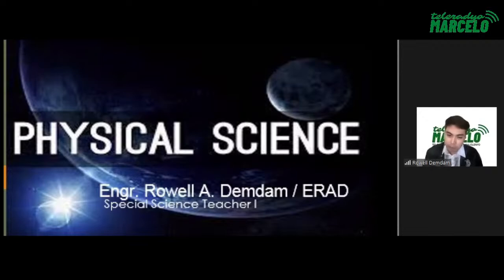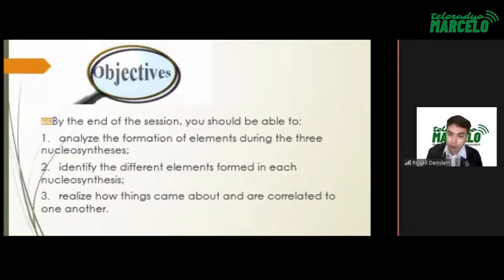Okay, so today we are going to talk about the formation of heavier elements in the universe. Here are our objectives. By the end of the session, you should be able to first analyze the formation of elements during the 3 nucleosynthesis, and then identify the different elements formed in each nucleosynthesis. And then third, explain how the concept of atomic number led to the synthesis of new elements, and finally analyze the nuclear reactions involved in the synthesis of new elements.